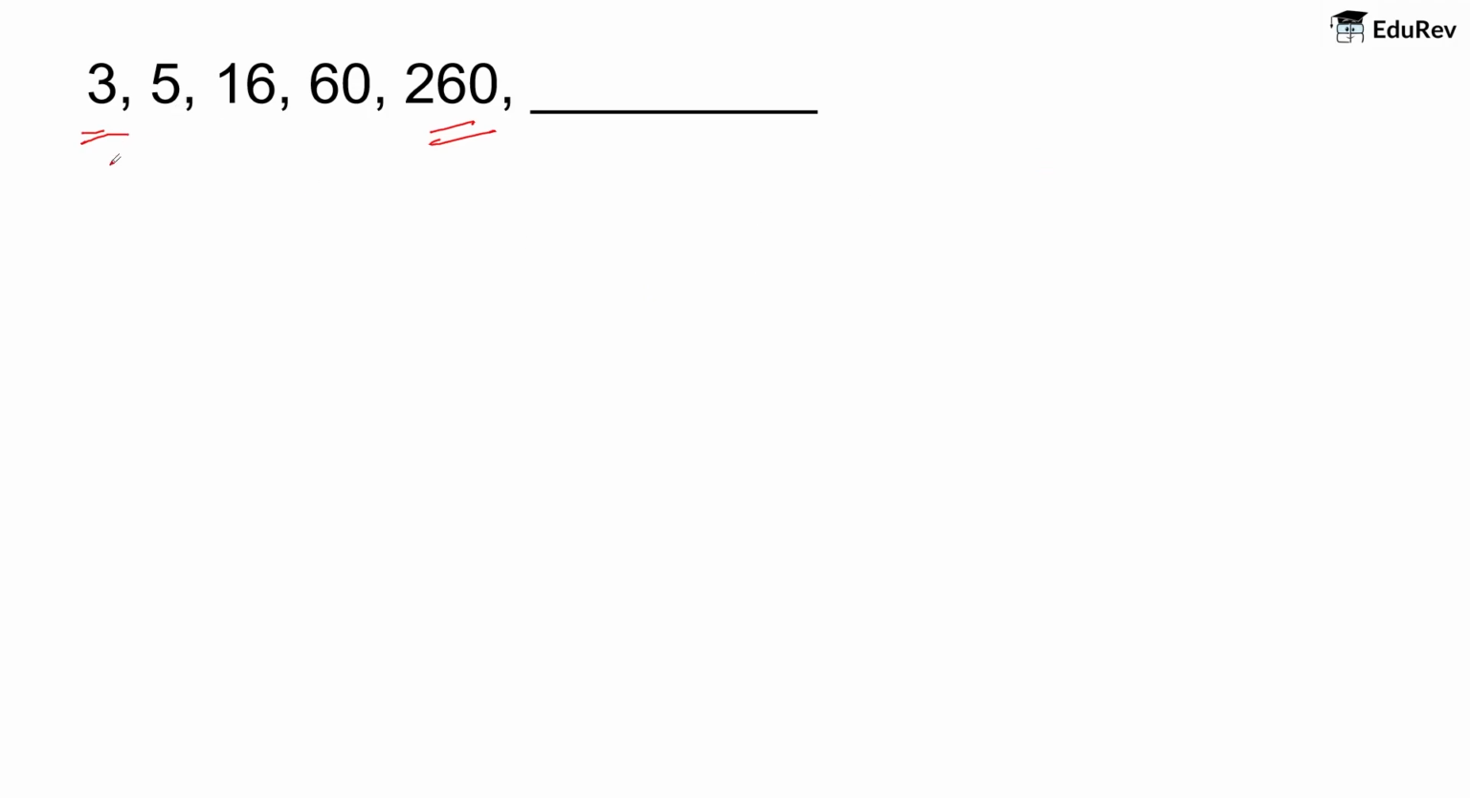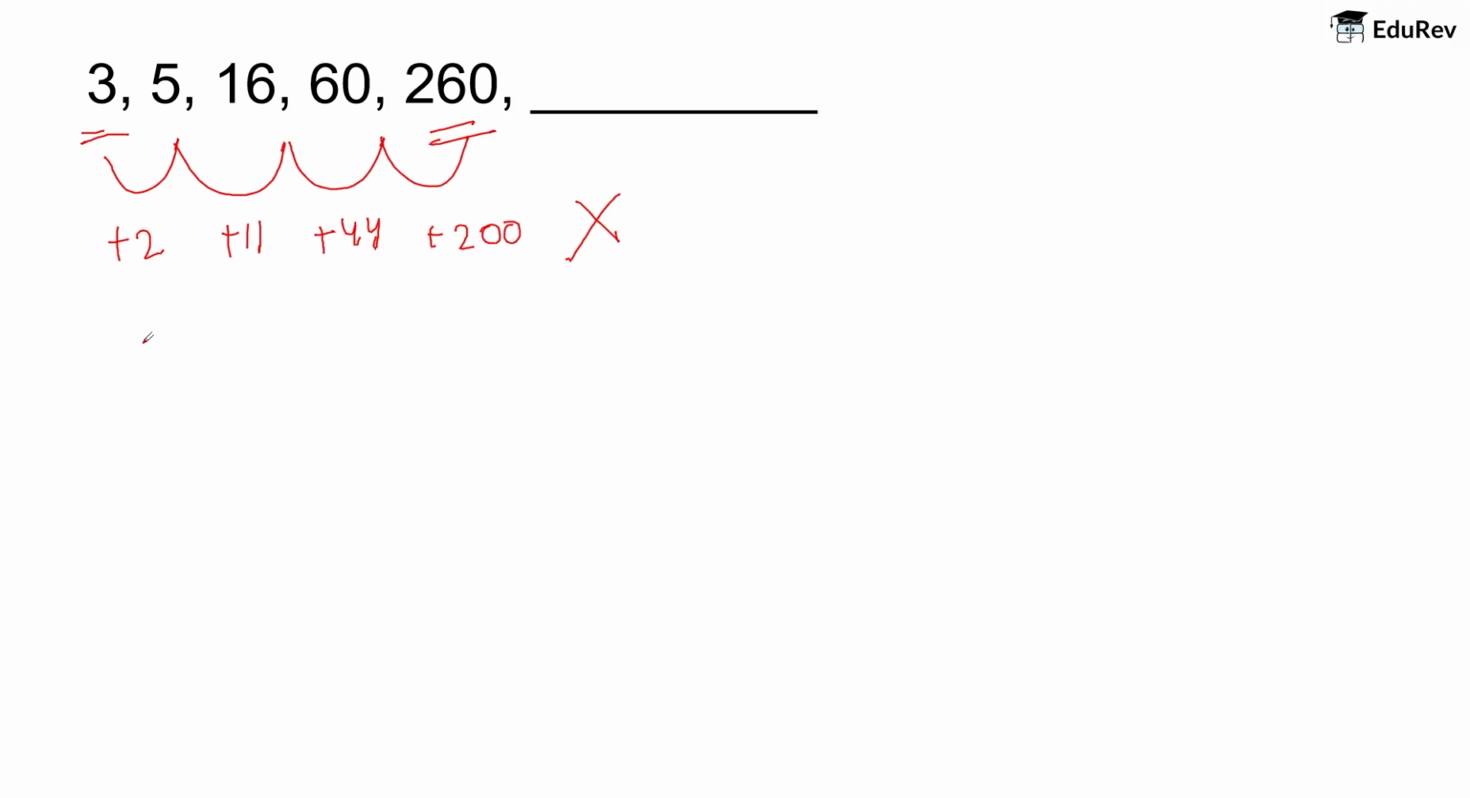So the first thing that we'll do is let us check it by addition factor. So this will be plus 2, this will be plus 11, plus 44, plus 200. So there's no pattern over here formed. You realize that there's no pattern. So let us pick up our second approach, that is the multiplicative thing.